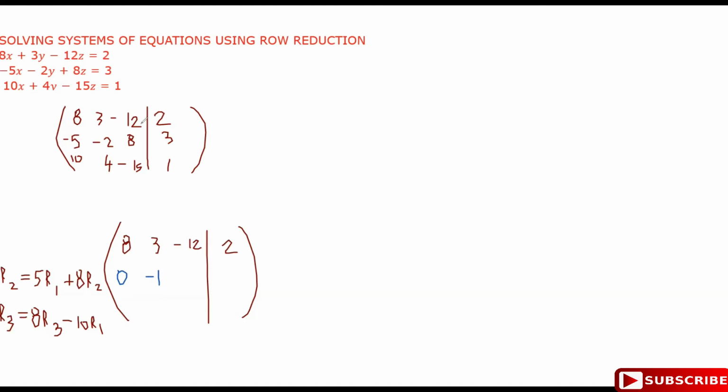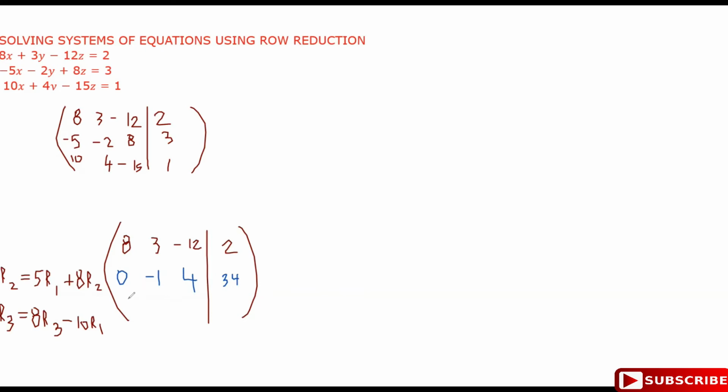Then we go 5 times minus 12 plus 8 times 8, and that is 4. Then we have 5 times 2 plus 8 times 3, and that is 34. Nice. That's what you get.